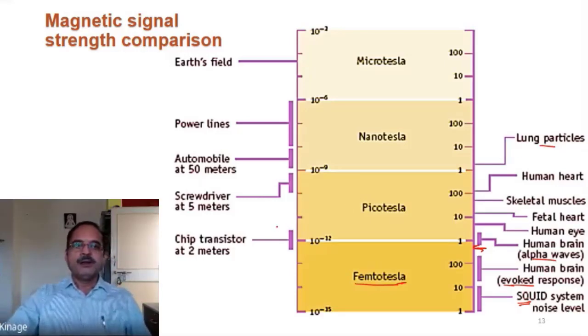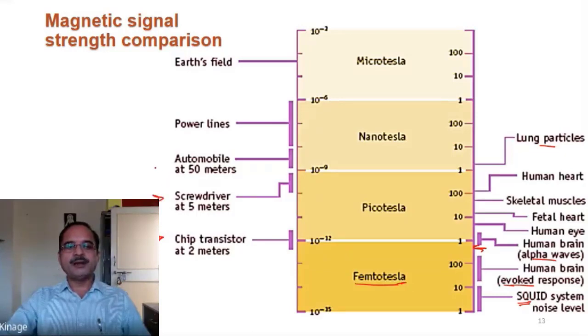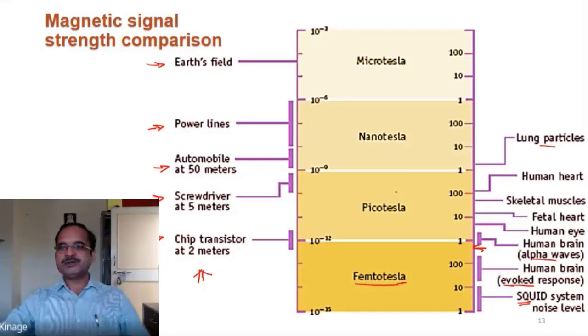Okay. Now on the left hand side, it is listed some of the magnetic fields produced because of some cheap transistor or the screwdriver or some automobile at 50 meters, power lines and earth fields. So what are the magnetic fields produced because of all these different types of phenomena. So this is just to get you an idea what is the magnetic field produced because of our biomagnetic signals in case of biomedical engineering.